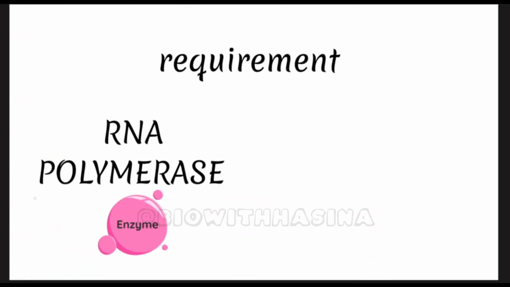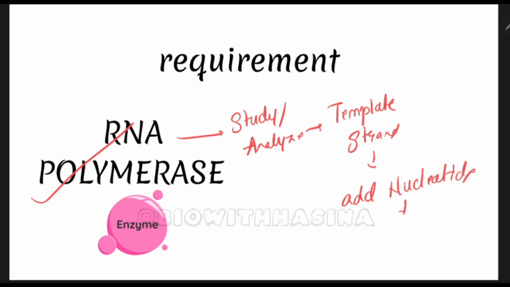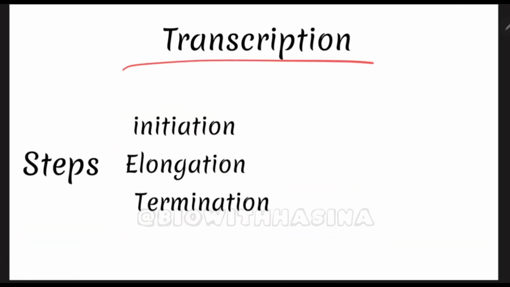For this mechanism, we have our hero over here, that is RNA polymerase. This RNA polymerase will study, or we can say analyze, our template strand, and according to it, it is going to add the nucleotides. Which nucleotides? Basically the nucleotides of RNA, as we are making DNA to RNA. Fine. For transcription, we have 3 major stages: initiation, elongation, and termination. So let's see all the steps in detail.